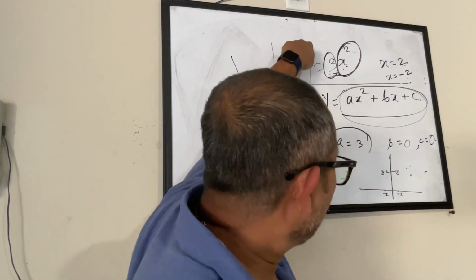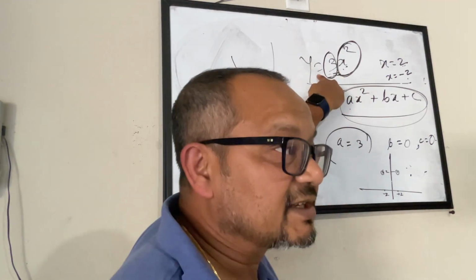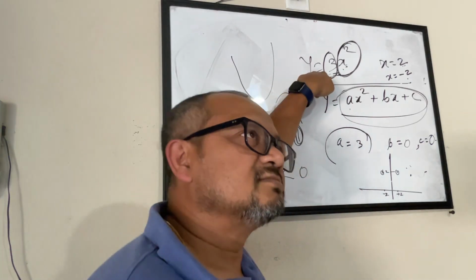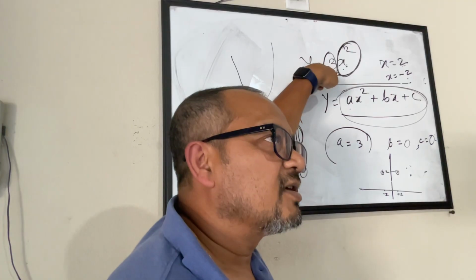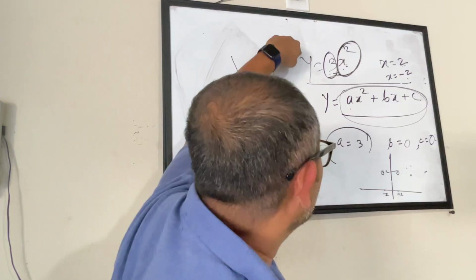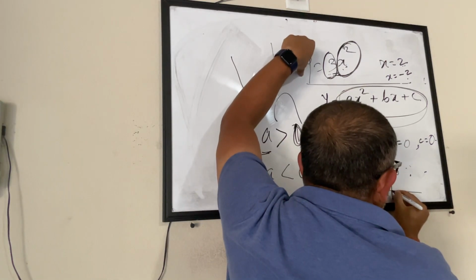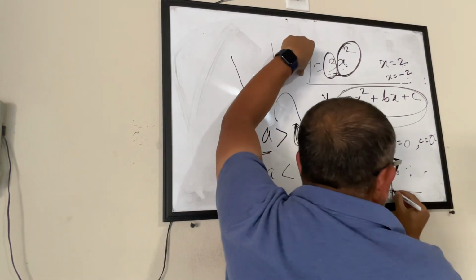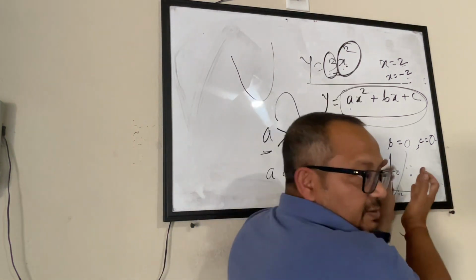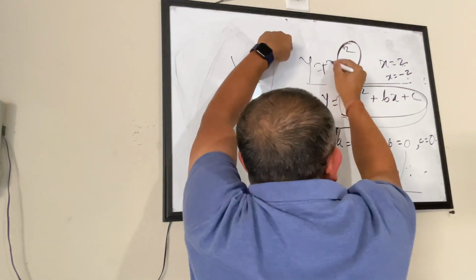Okay. Now, what happens? Where exactly is this touching my x-axis? Meaning where y is 0? What am I saying? When x is 0, that means it's touching the y-axis. Now look at this. When x is 0, this is touching the y-axis here. What do you see? This will be facing upward. If this was minus 3, what would have happened?